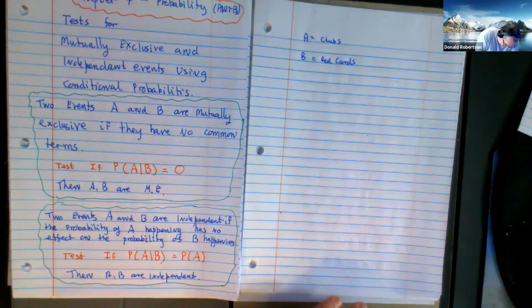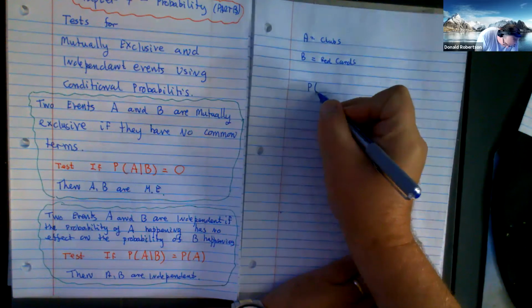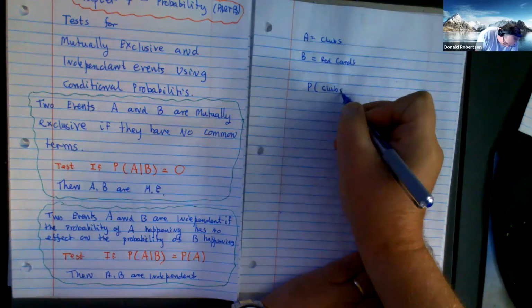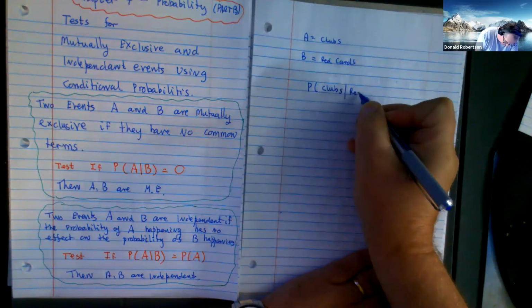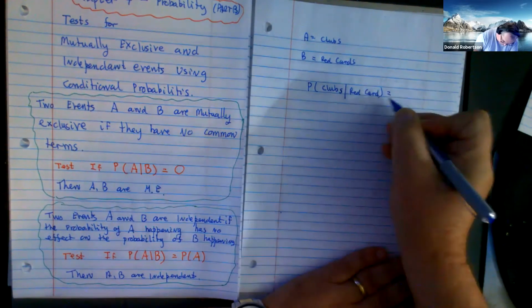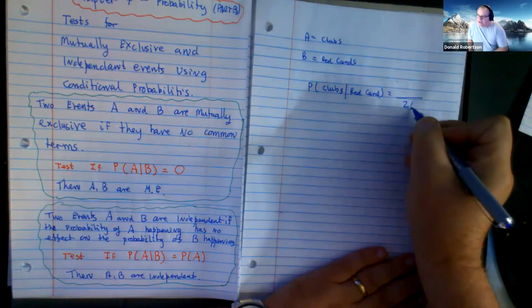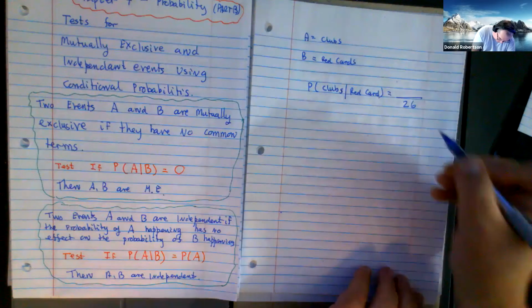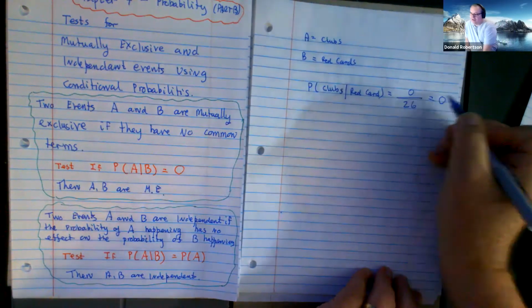But if I was doing it as one of these, we would say, what's the probability of getting a club given that it was a red card? Well, since you know it's a red card, does it not make the bottom number 26? Right, because there's 26 red cards. How many of those 26 red cards are a club? None. So don't you get exactly what you were expecting? 0.